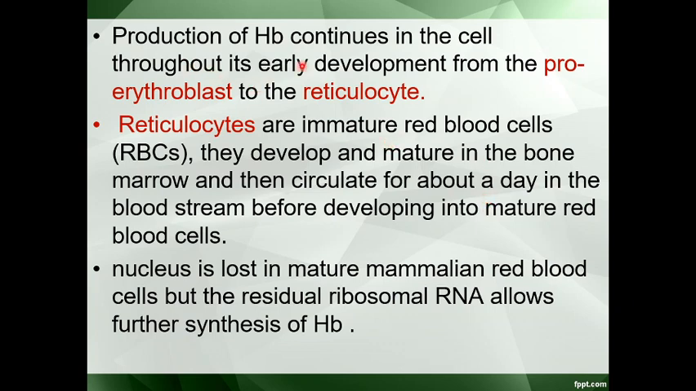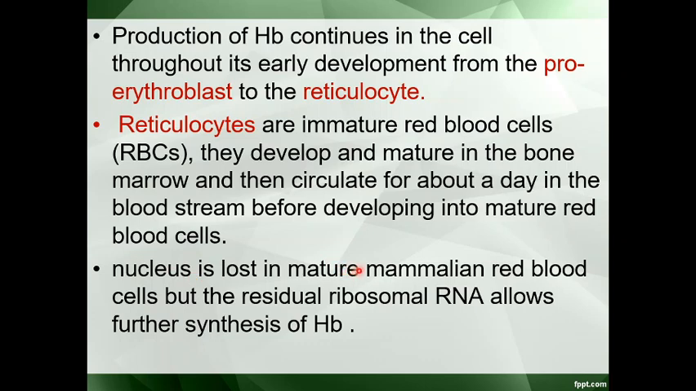Production of hemoglobin continues in the cell throughout its early development from pro-erythroblast to reticulocyte. What is a reticulocyte? Reticulocytes are immature red blood cells. They develop and mature in the bone marrow, then circulate for about a day in the bloodstream before developing into a mature RBC.